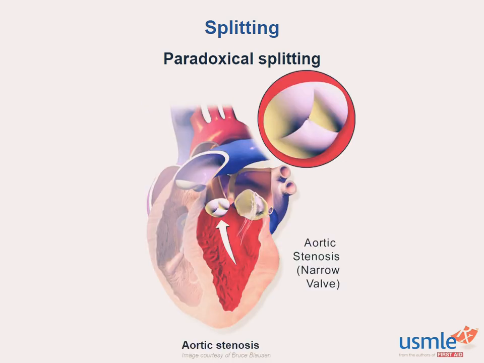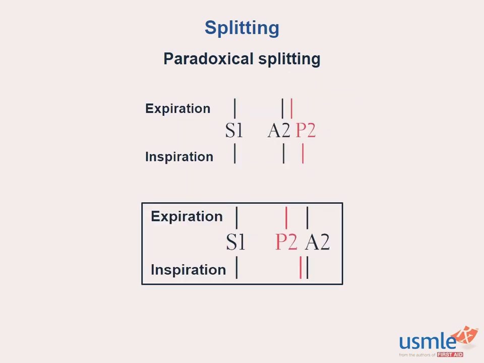So we see a stenotic or narrowed valve. Blood is trying to leave from the aortic outflow tract from the left ventricle. It's blocked, it's slowed from the stenotic valve, and therefore the aortic valve closes later than the pulmonic valve, and we see a paradoxical splitting.